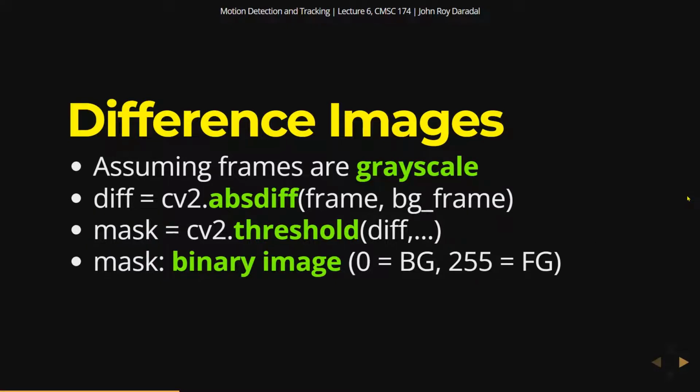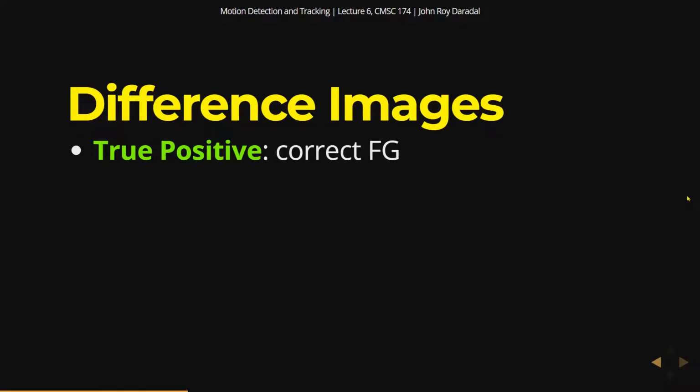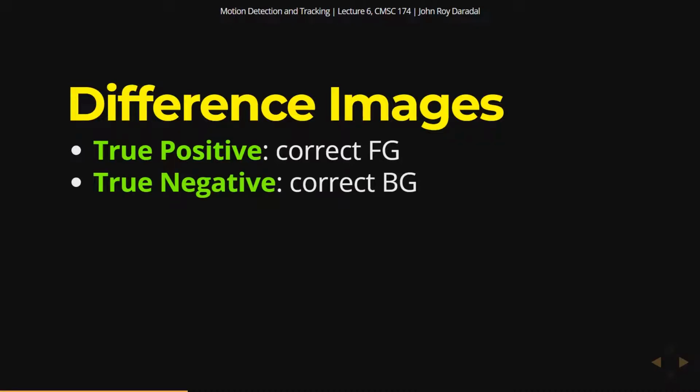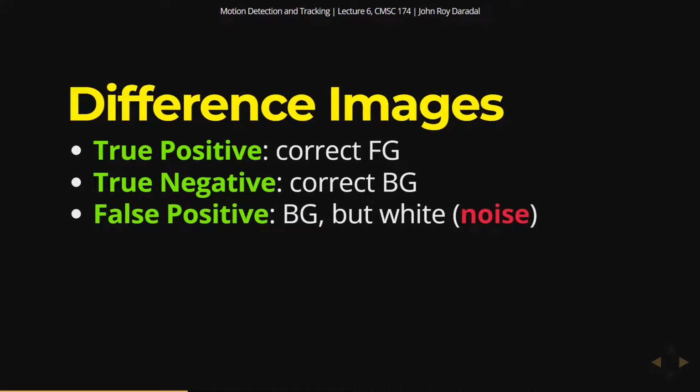Okay, so that's the difference image. Now, in your difference image, of course, there's true positives, like the white ones that are actually foreground. Okay, so those are correct foreground pixels. True negatives are the correct background pixels. But you can also have false positives. Okay, so it's supposed to be part of the background, but you are showing it as a white pixel. So that means that it's just noise. Okay, it's not supposed to be white because it's supposed to be background, but you're showing a white pixel there, so that's a false positive.